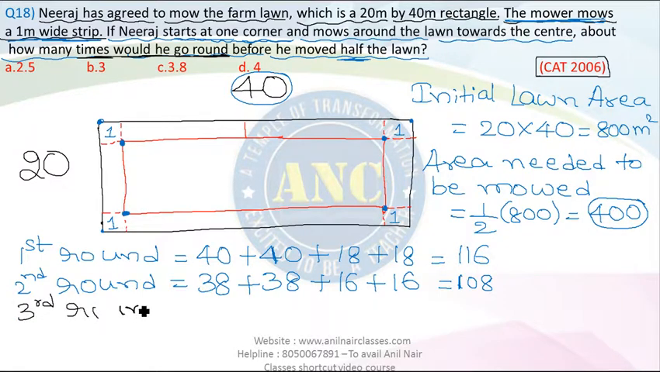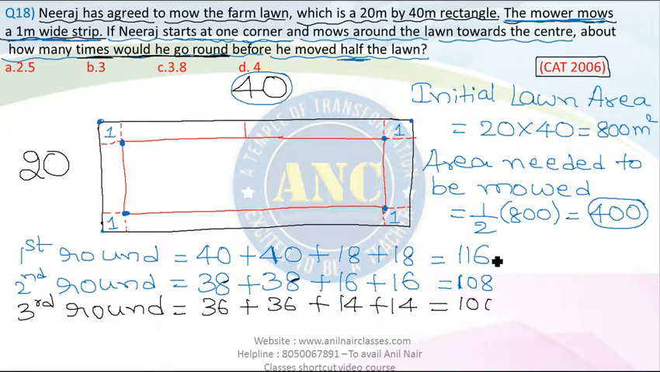If he goes for the third round, same explanation. Out of 38, 1 and 1 gone, 36. Out of 16, 1 and 1 gone, 14. 36 plus 36 is 72, plus 14 is 86, plus 14 is 100. Can I say that 116 plus 108 plus 100 is not 400 yet? He has still not mowed half of the land. So 3 rounds are not sufficient yet.